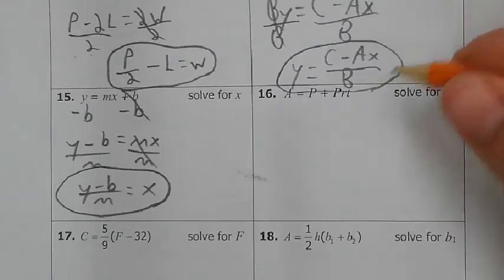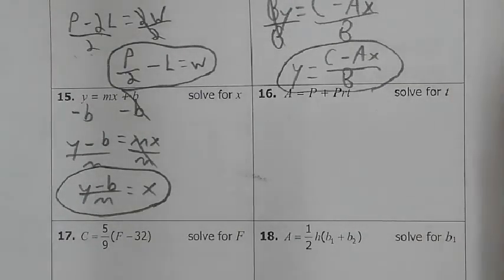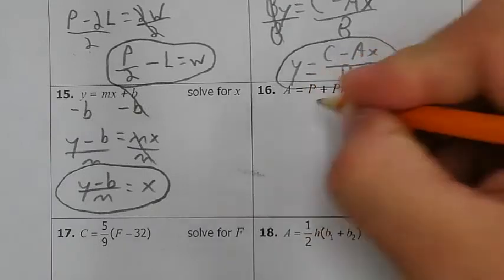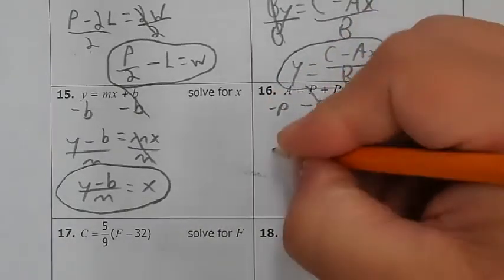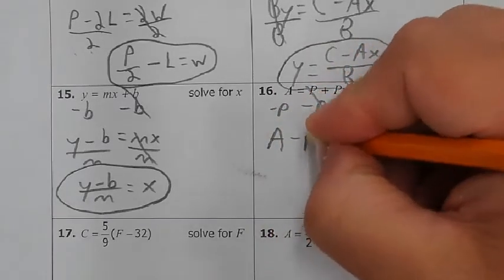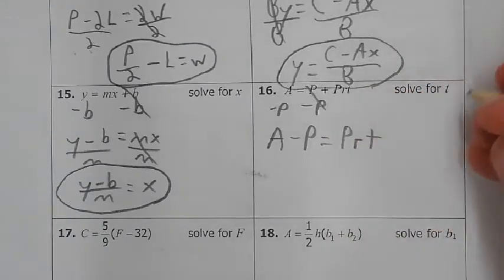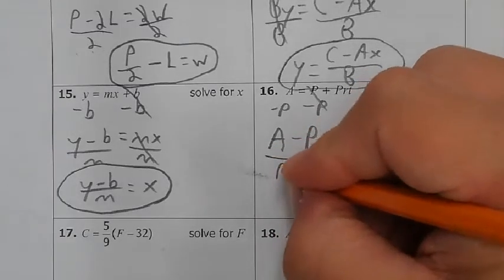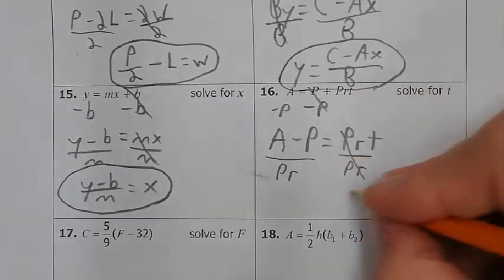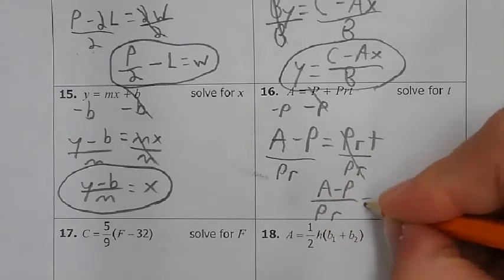I think I could do 16 by myself. Well, what do we have to do here? What do we have to do first? There's no combining like terms with this. Subtract p first. So it's going to give us a minus p equals prt. And then we divide by pr. So it's going to be a minus p over pr equals t.